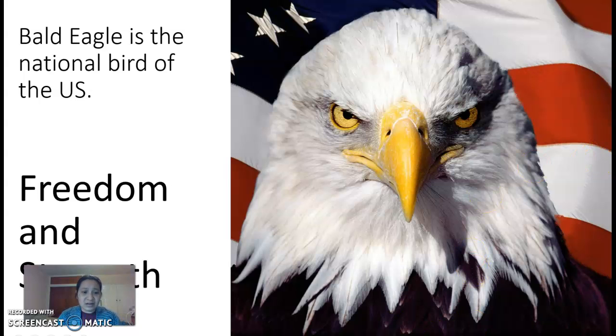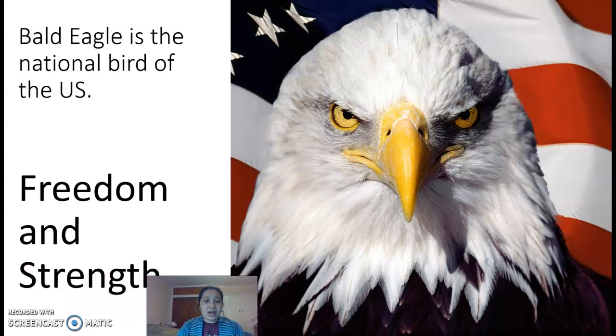You're going to be seeing here, let's see, taking my face away from the words. The bald eagle is a national bird. If you think of the United States, it's the bald eagle. If you look at the coins, the quarter has an eagle. That represents the United States, represents freedom and strength.